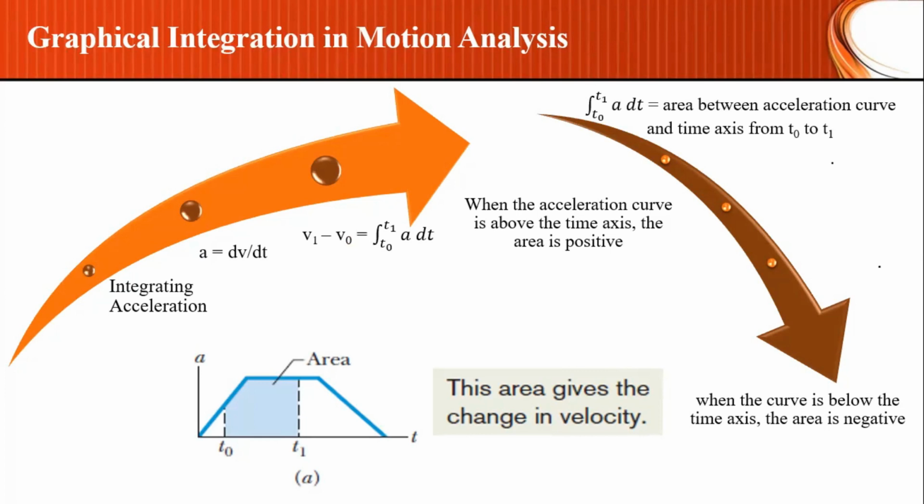The definite integral can be evaluated from an a-t graph. How? Because integral from t0 to t1 of a dt is equal to the area between the acceleration curve and the time axis from t0 to t1. Note that when the acceleration curve is above the time axis, the area is positive, and when the curve is below the time axis, the area is negative.